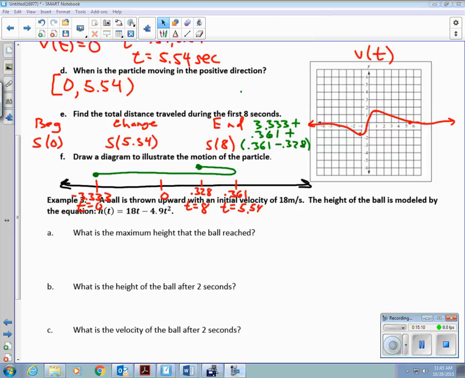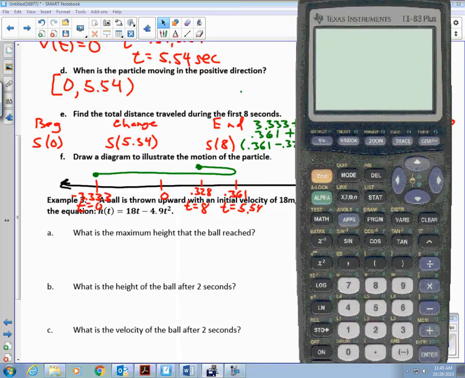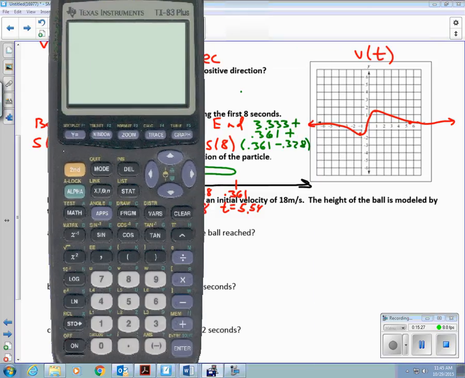You'll have time. Okay, so let's finish this off. We said that we were traveling 3.33 units from the negative to 0, and then 0.361 from 0 to that spot, and then we had to figure out that difference. And so we will do that.